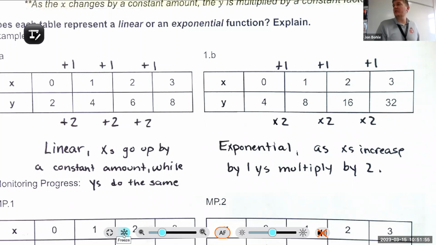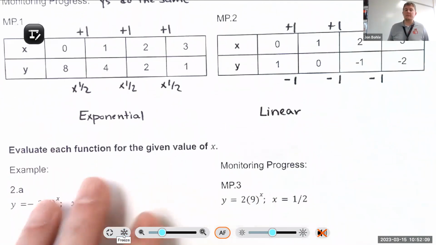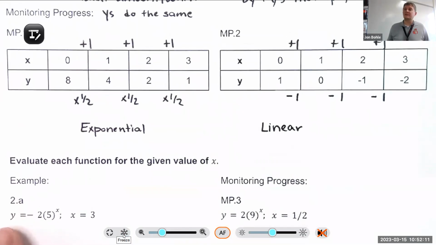Anybody think they're stuck on the first one? Is monitoring progress 1 exponential, linear? Maybe neither. Anybody think they know? What do you got? Exponential. How come? Because it's multiplying by 1/2.